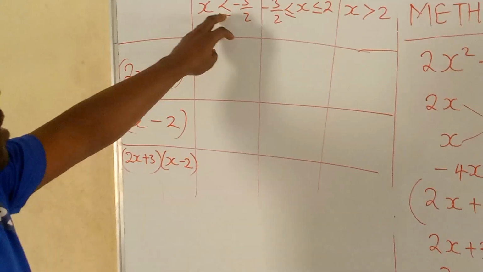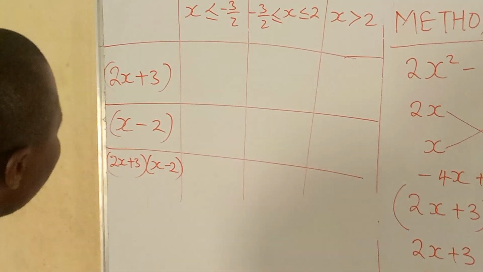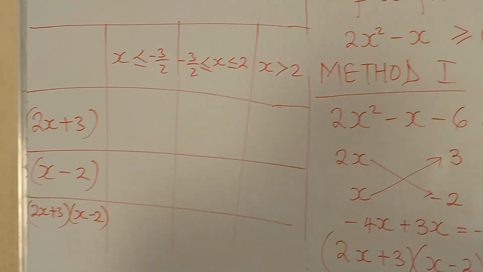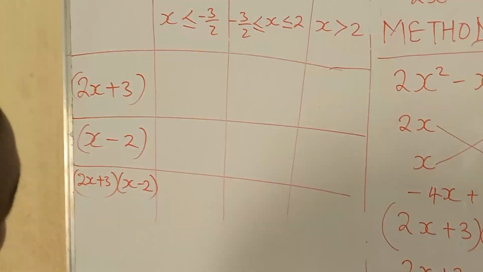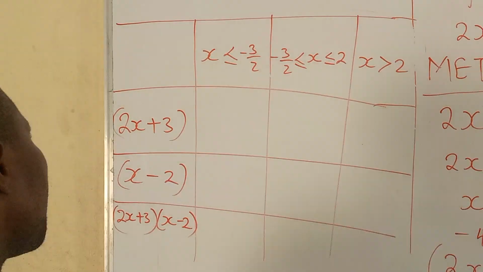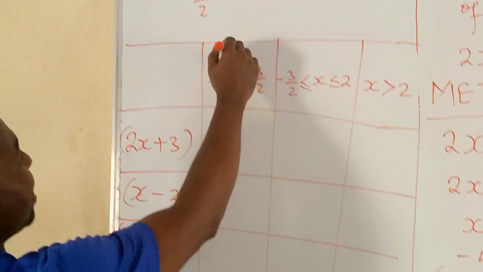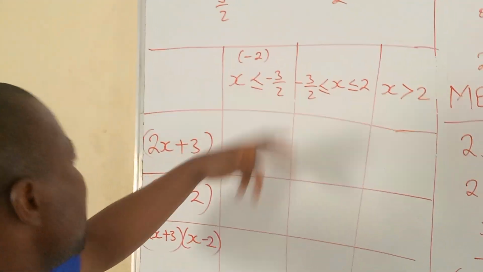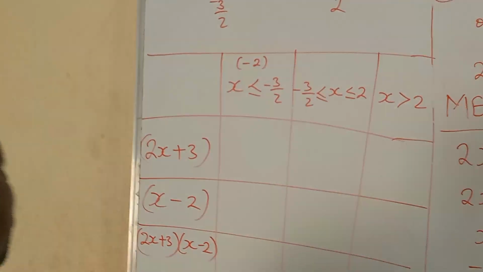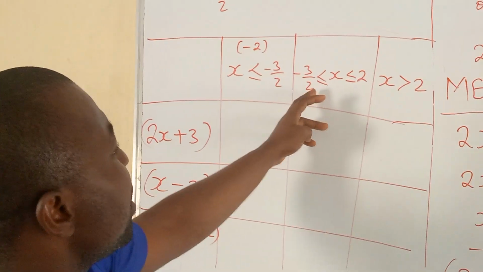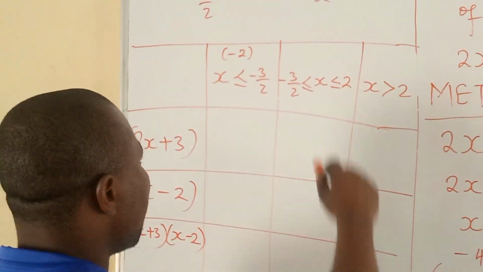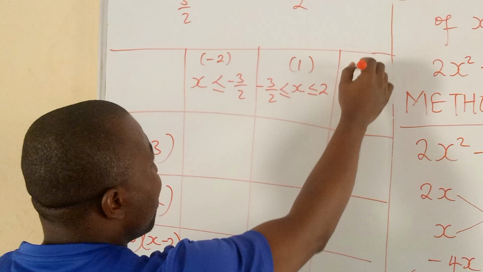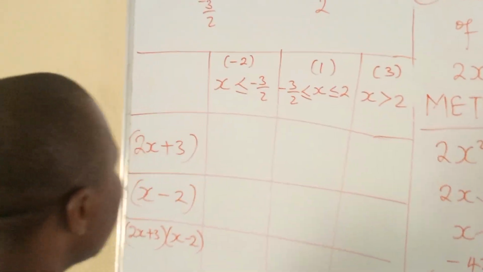So x is less than or equal to minus 3 over 2. Pick any number in that range, any number that is less than negative 3 over 2. Negative 3 over 2 is minus 1.5. So I can pick a number like minus 2. Over to this one, from the range of this to this, I can pick a number like 1. 1 is still in that range. For x greater than 2, I can pick a number like 3.